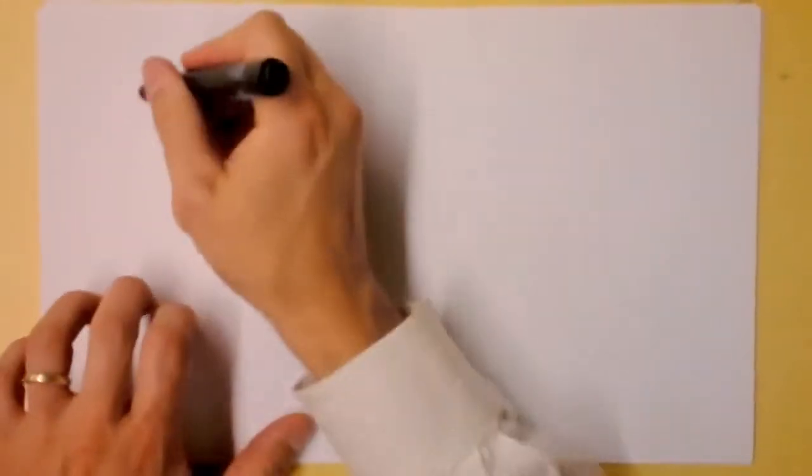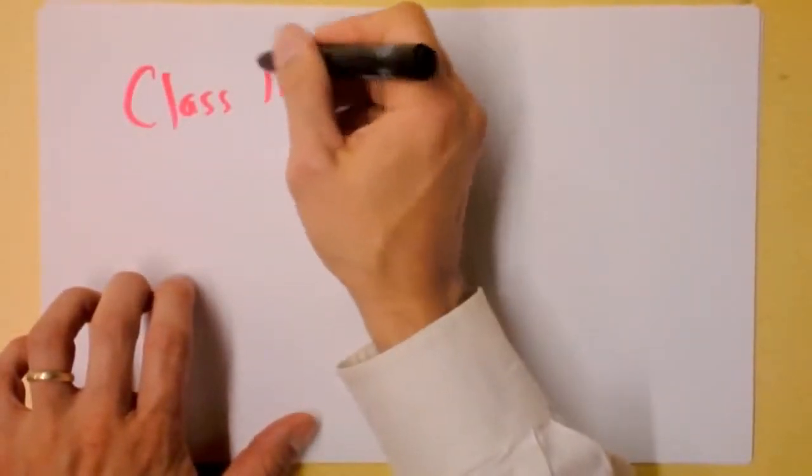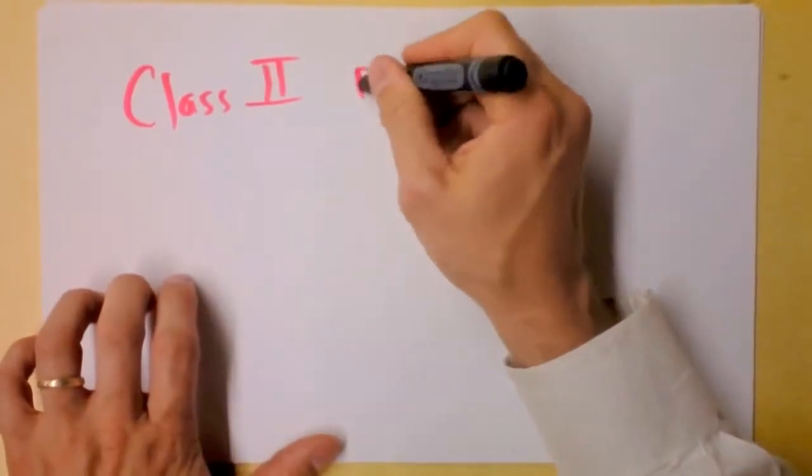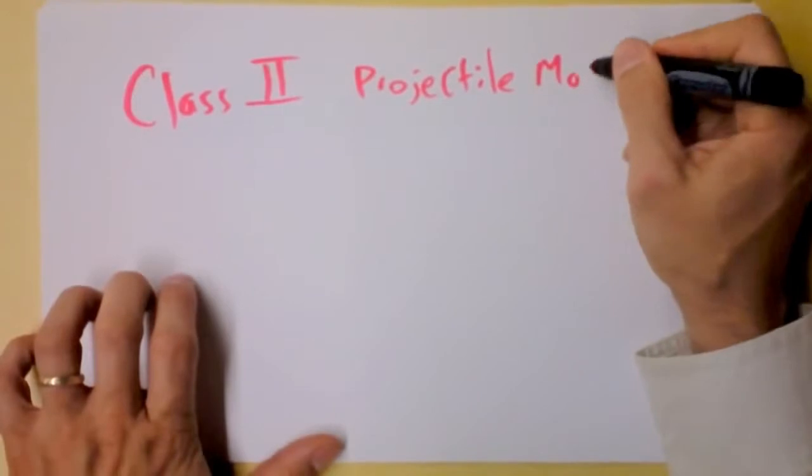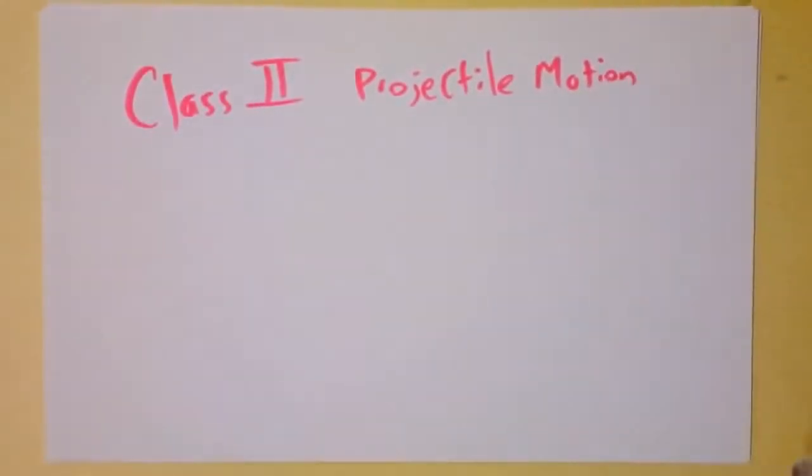Today I want to talk about Class 2 rapids. Just kidding. Today I want to talk about Class 2 projectile motion. Class 2 projectile motion is an arbitrary, well, not arbitrary, but it's a unique distinction that I like to make between the projectile motion problems.